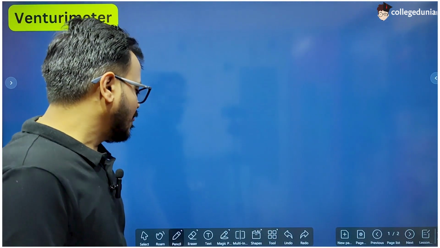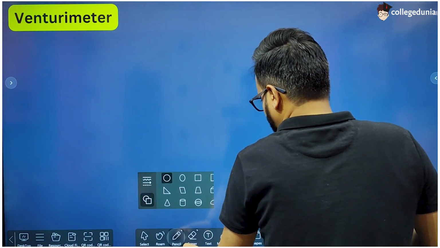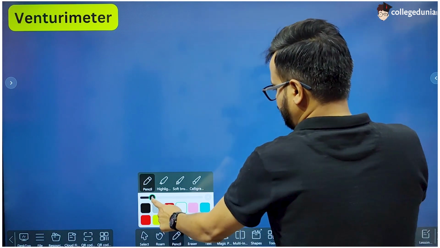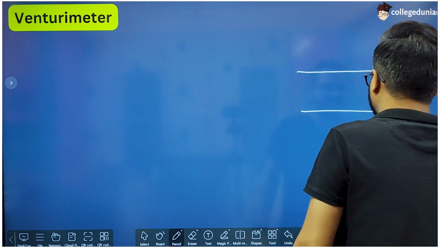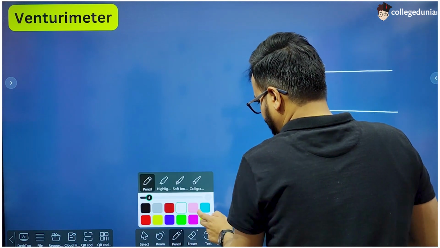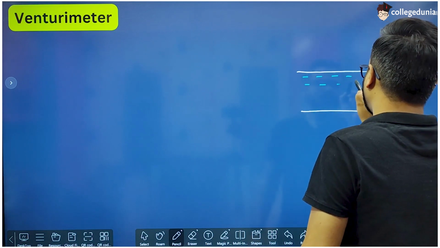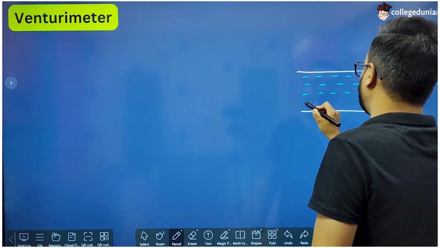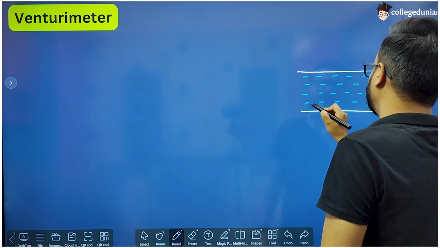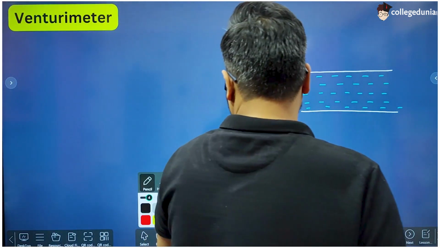So what is rate of flow? Suppose we have a tube in which a liquid is flowing like this, right? So what is rate of flow? Rate of flow is simply the volume of a liquid flowing through any cross section of the tube per unit time. What is the meaning of this statement?